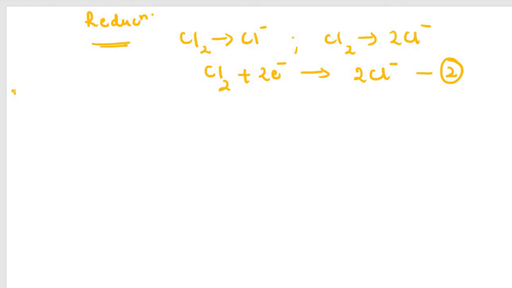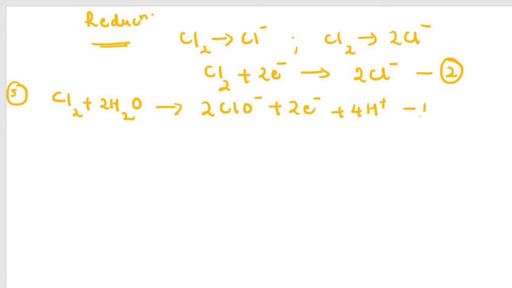Now what is our fifth step? We have to add equation 1 and equation 2. What was our equation 1 that we had got? Cl2 plus 2H2O gives 2ClO minus plus 2 electrons plus 4H plus. This was our equation 1. And the second equation that we have got is Cl2 plus 2 electrons gives 2Cl minus. This is our equation 2. According to our fifth step, we have to add equation 1 and equation 2.